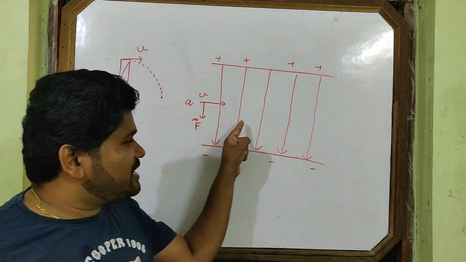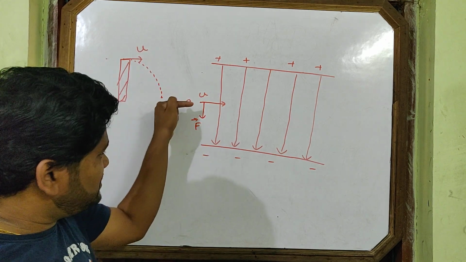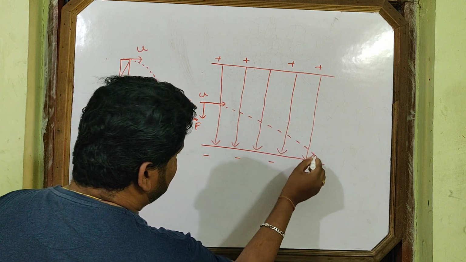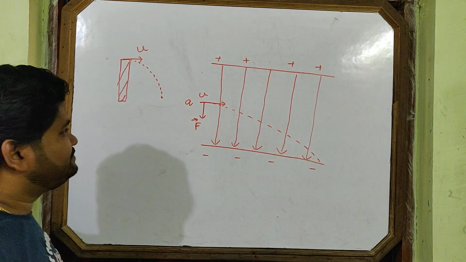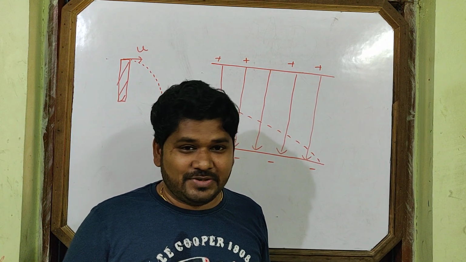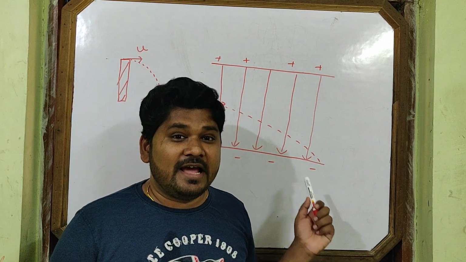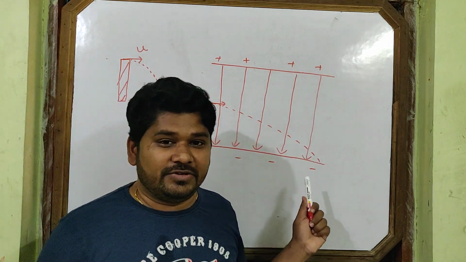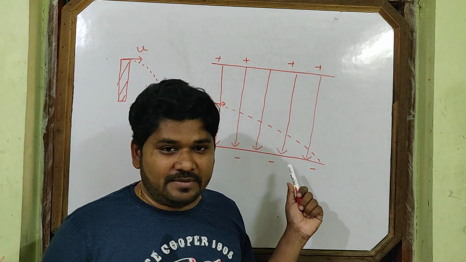The same situation happens here. Initial velocity u, acceleration will be in this direction. The body, the charged particle now, will move like this. In this path the charged particle will move. And what is the shape of this path? In 11th class you have read the shape is a parabola. The trajectory is parabolic. I am going to prove that the trajectory is parabolic, but geometrically we understand it must come as a parabola.